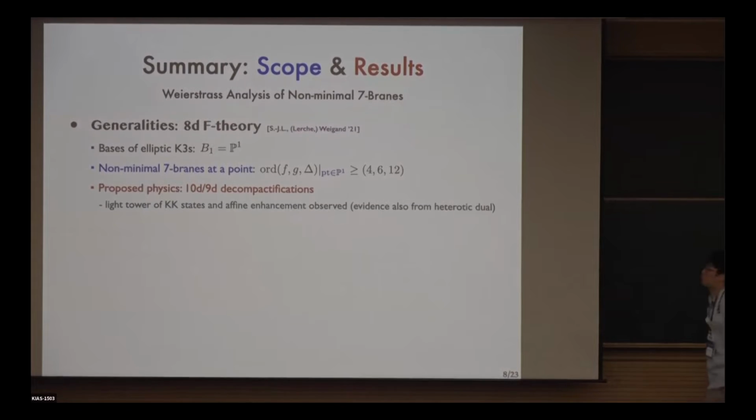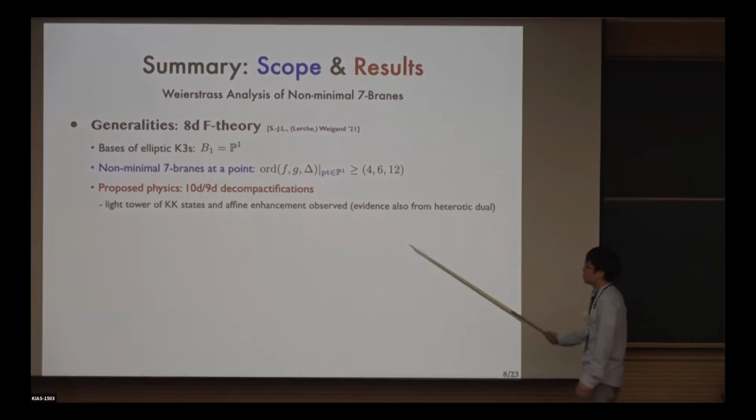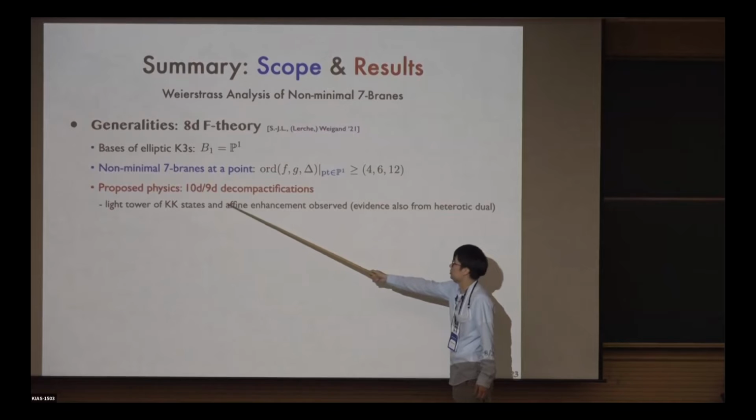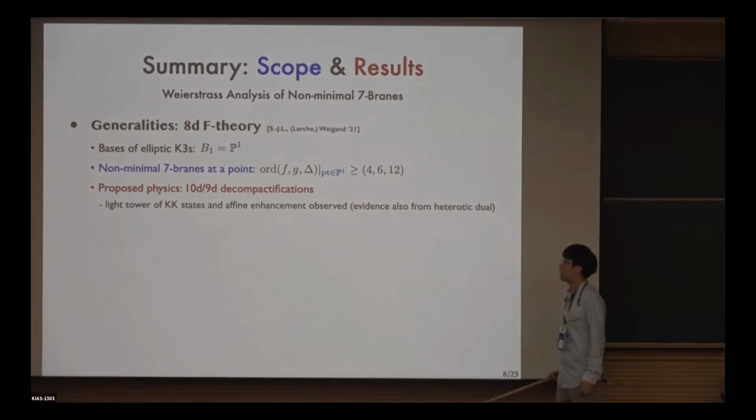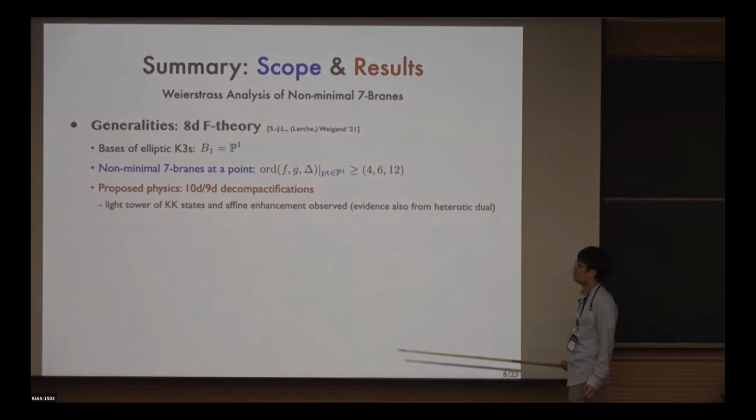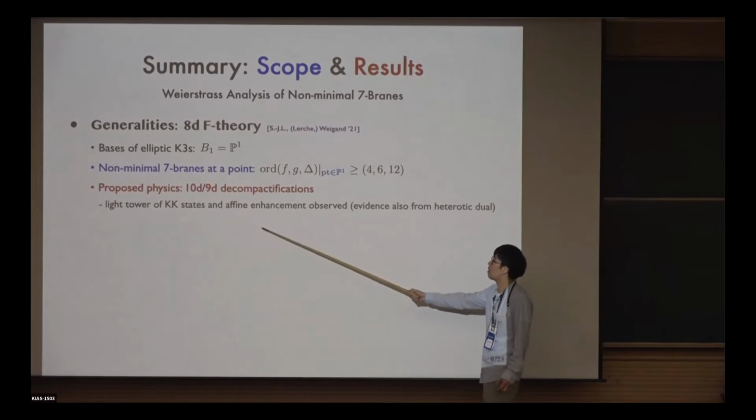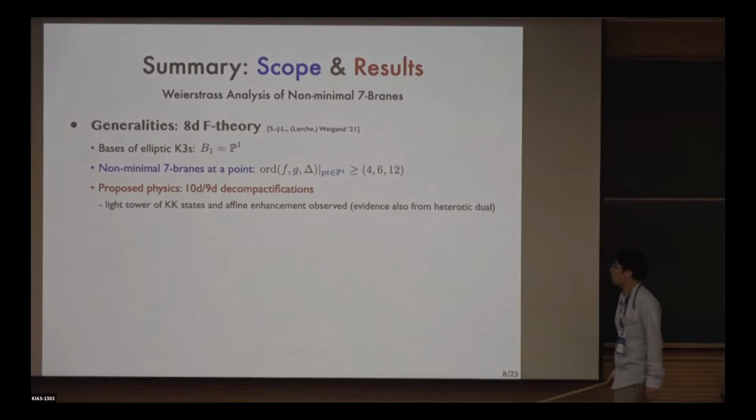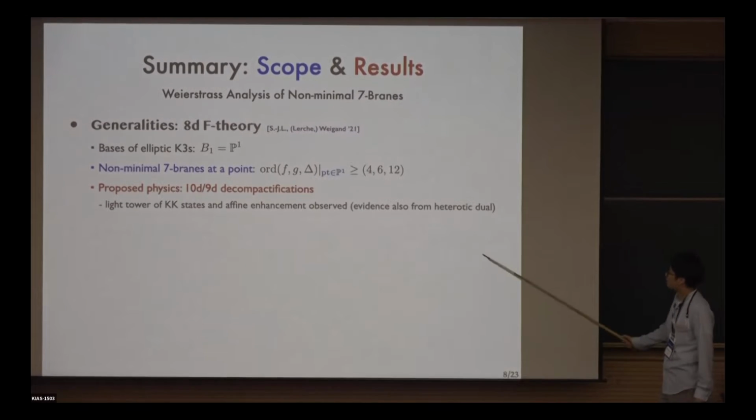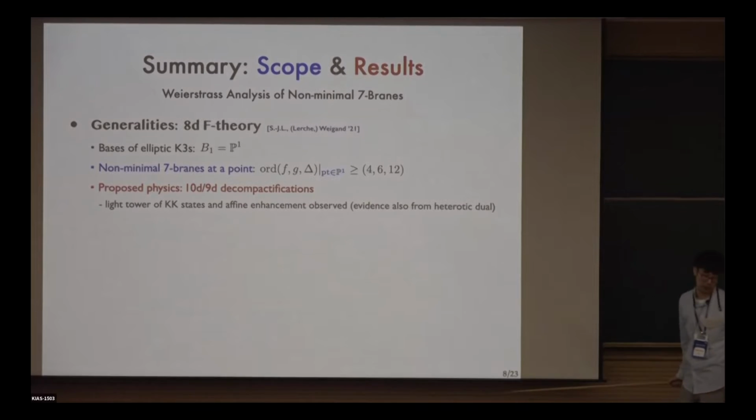Then, upon performing certain blow-up procedures, we will find that the space-time should decompactify to either 10 dimensions or 9 dimensions by observing a light tower of KK states and an affine gauge enhancement. And some strong evidence will also arise from the heterotic dual picture.